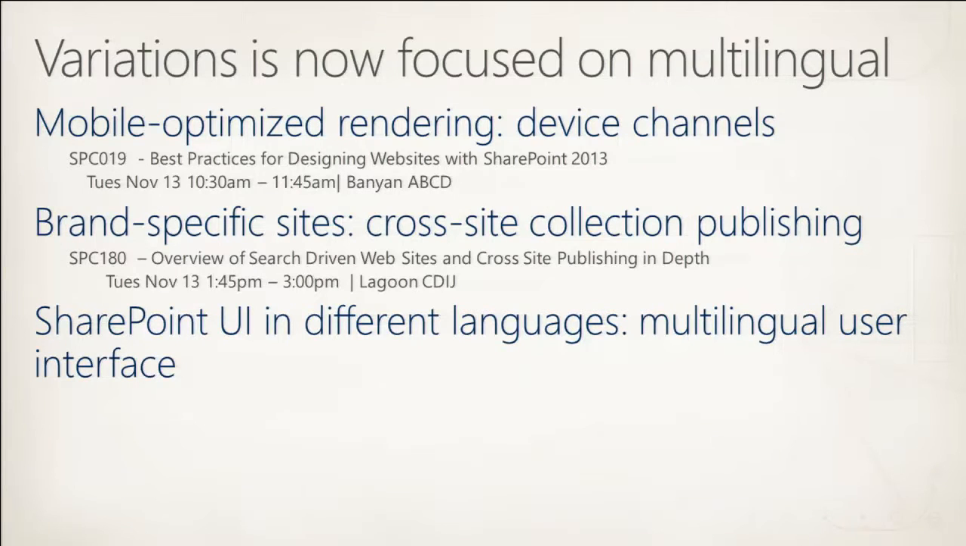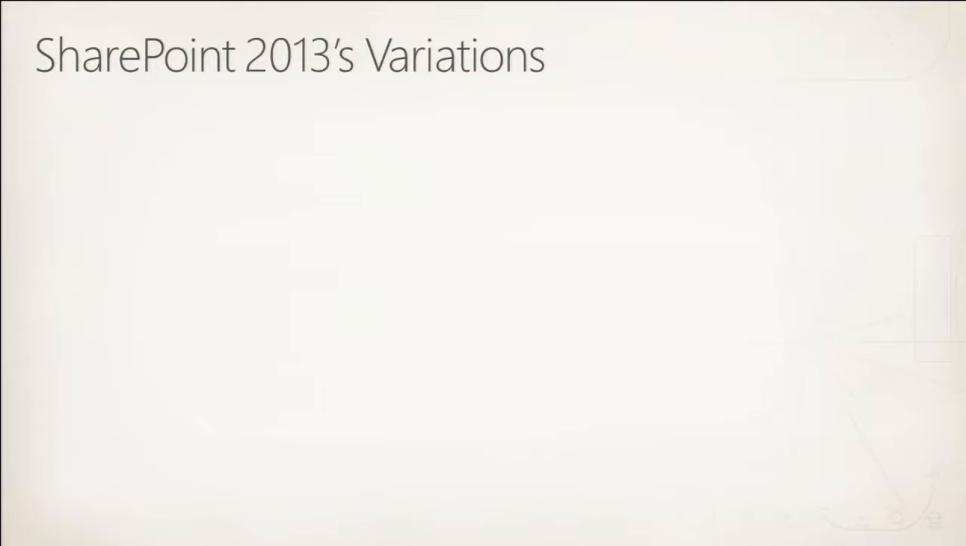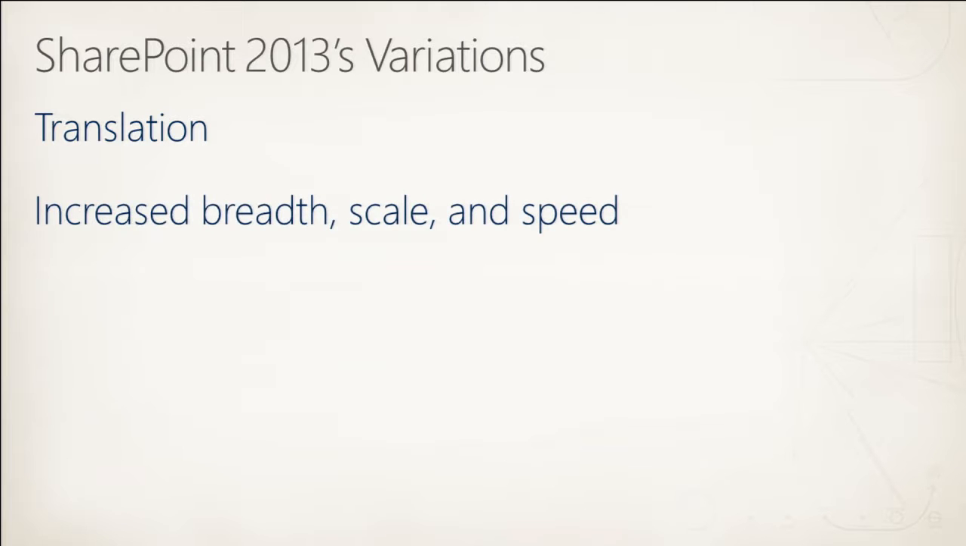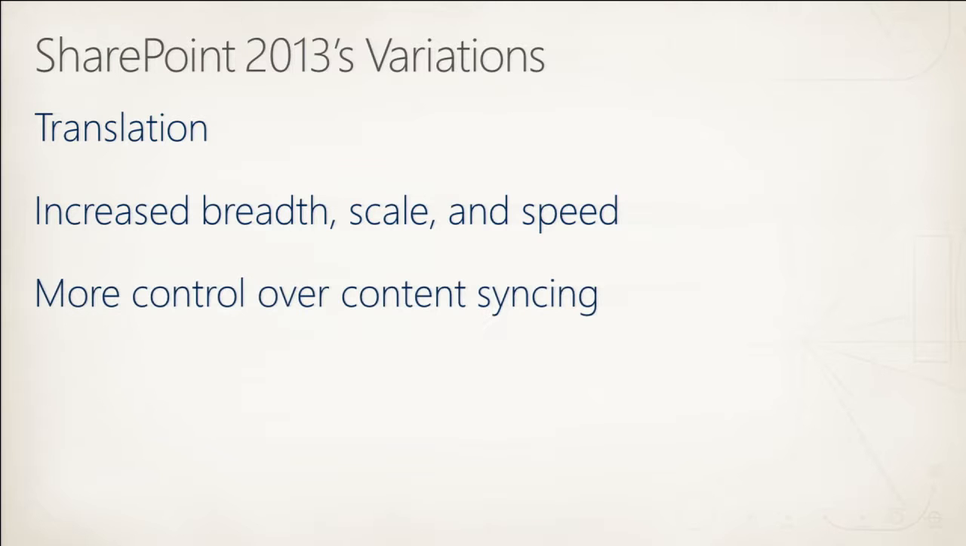So let's talk a little bit about what's new in variations. The first thing we've done in 2013 is we've deeply integrated machine translation and human translation capabilities into variations. Another thing that we've done, we've increased the breadth, scale, and speed. So we've made a variety of improvements around performance, server citizenship, scalability, and just the types of content that we'll propagate. We've also updated the way you can sync content between source and target. So you can now designate different syncing options on a target-by-target basis.